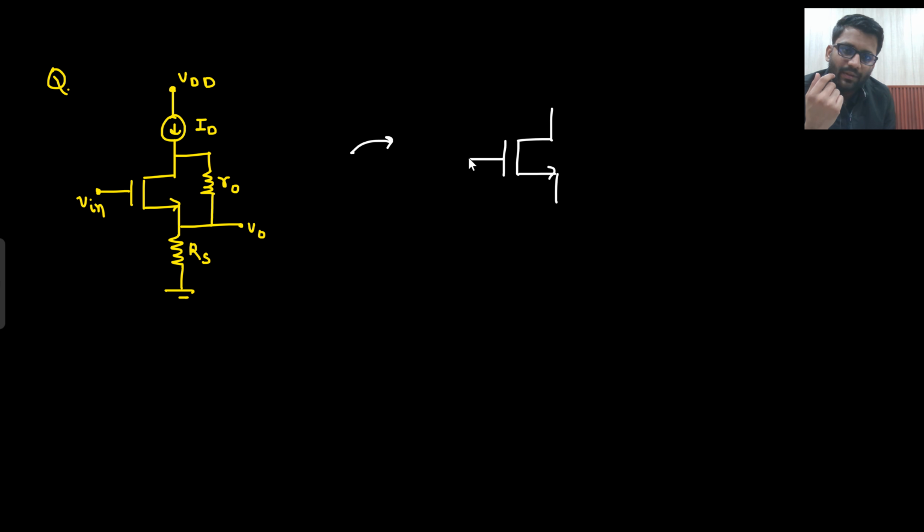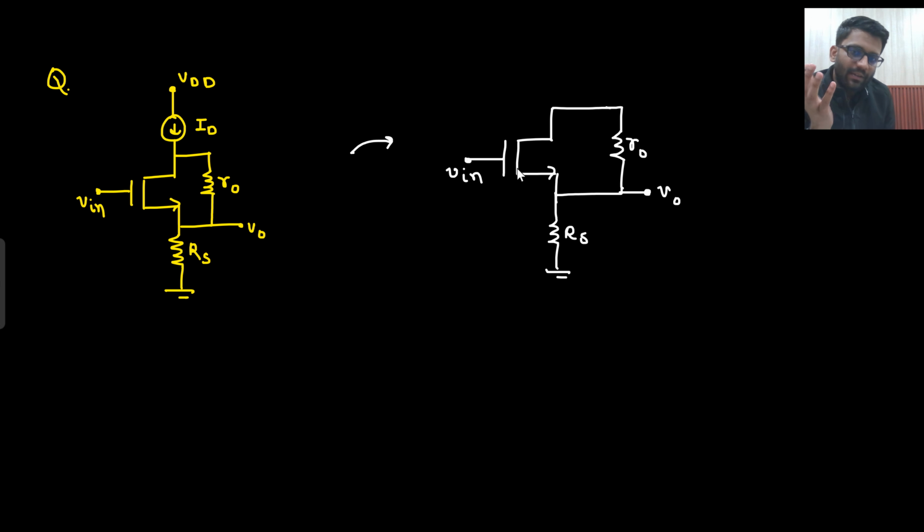This will be your V in, and here this is your R naught. This is your V naught, and from V naught to ground there is RS. This current source will be gone, VDD will be gone, right? Now what is the current in this MOS? That current is GM times V in minus V naught. Now this current will be flowing through this branch here, and that will be flowing through R naught as well.